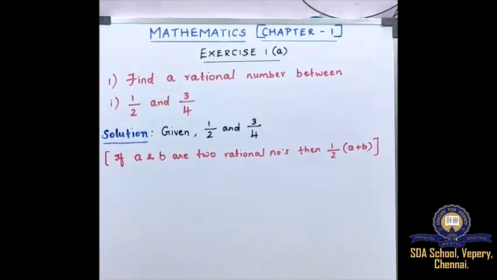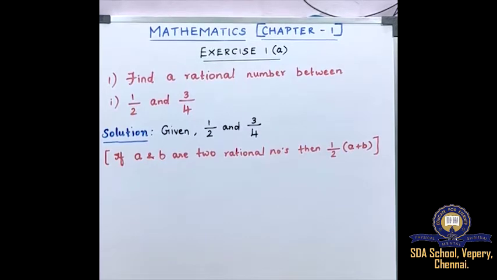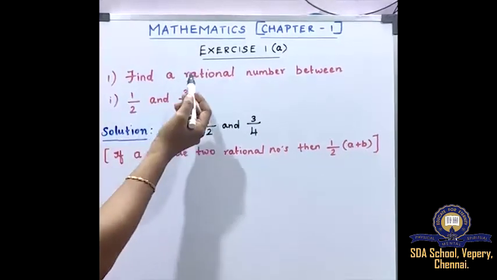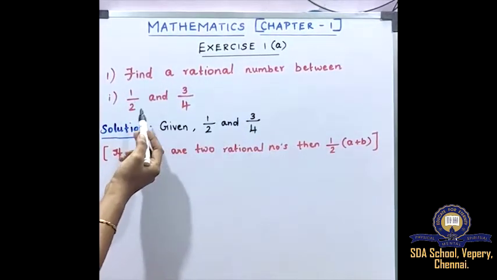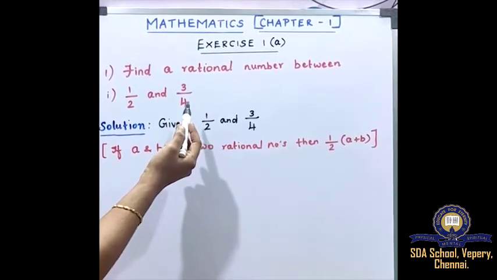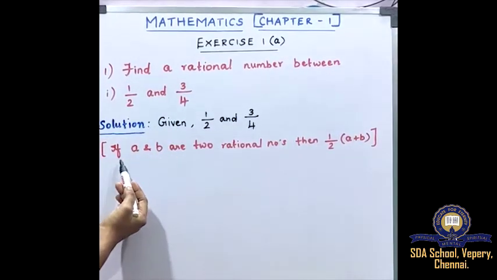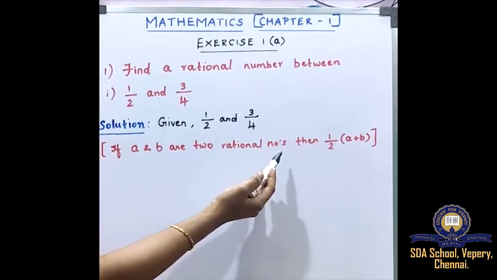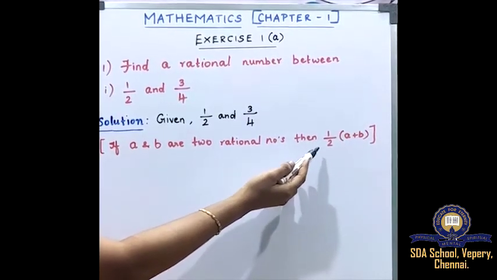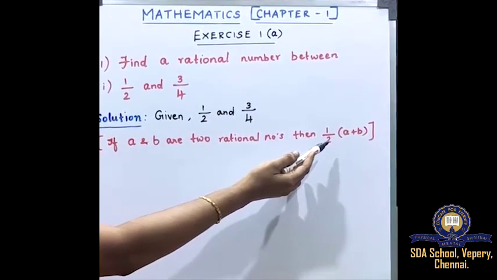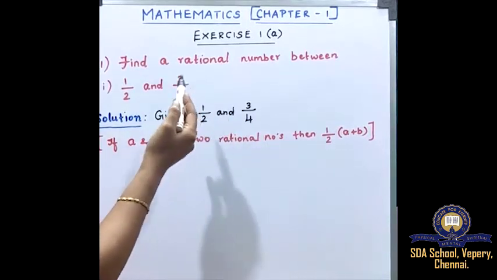Students, now we are going to solve exercise 1A. Here the first question is, find a rational number between 1 by 2 and 3 by 4. As we studied, the given condition is, if A and B are two rational numbers, then 1 by 2 into A plus B is also a rational number, right? So using this condition, we are going to solve this sum.